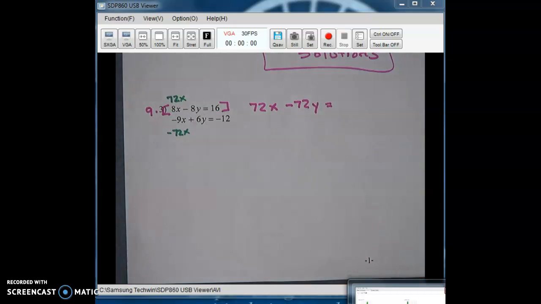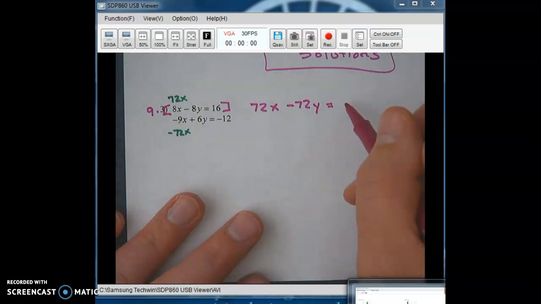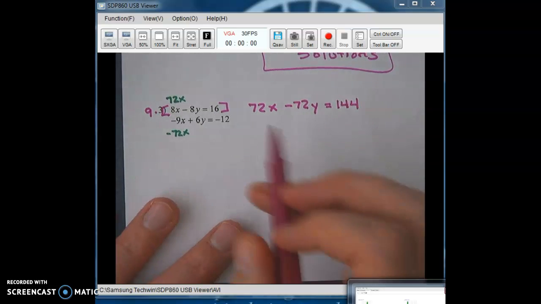And so you're probably going to need your calculator for those. 16 times 9. You could probably do it mentally if you wanted. 16 times 10 is 160. Subtract out the 16 you're not using, and it would be 144. But I would use a calculator to do that math.